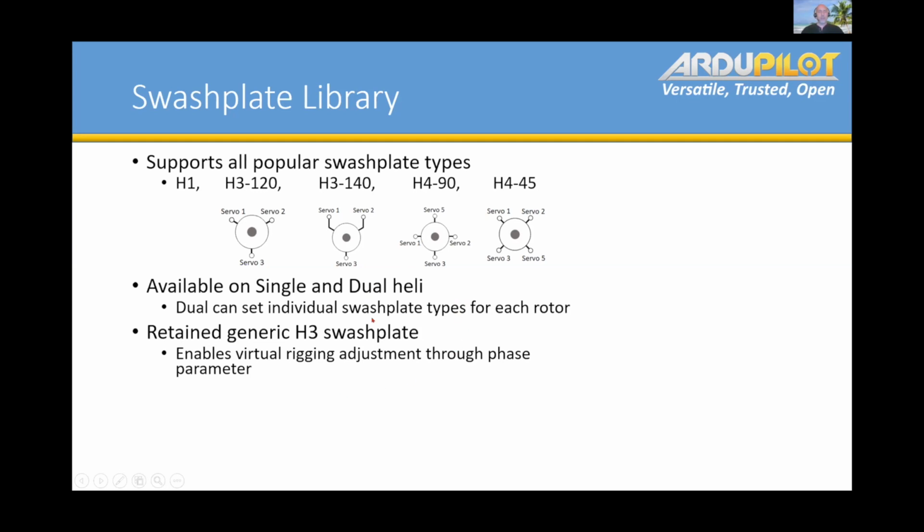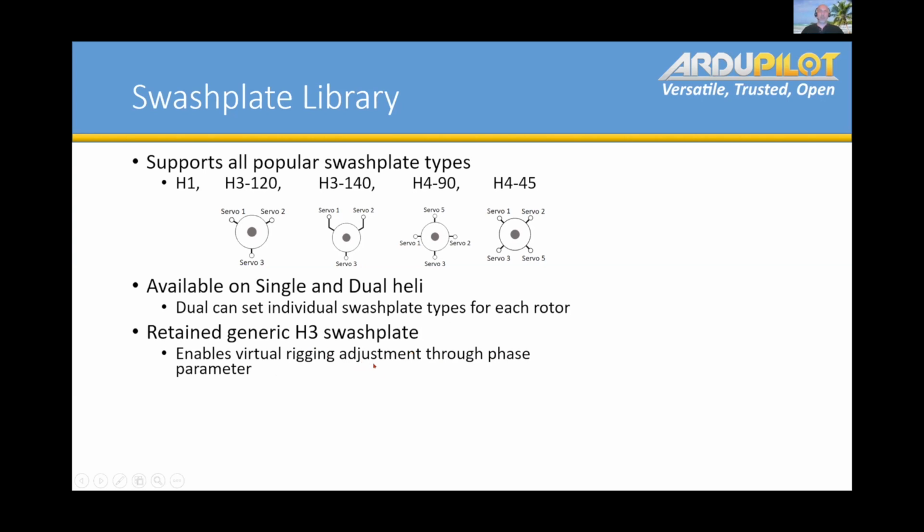The other thing is I retained the generic H3 because I like this idea of the phase parameter. Remember we talked about the rotor phase lag, from when it sees maximum cyclic input to when it achieves maximum flapping. Well, if it's not 90 degrees and you can't manually adjust it on your Swashplate, you can electronically adjust it through this phase parameter. That was a nice feature, I thought, so I kept it in there in the generic.